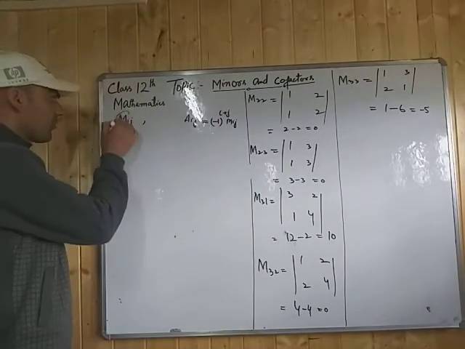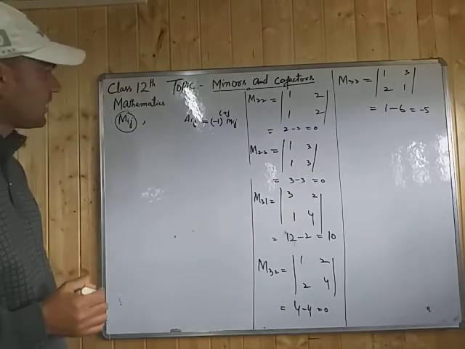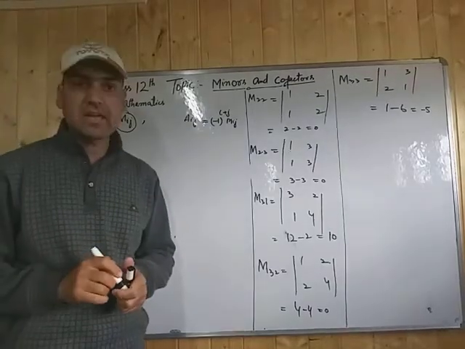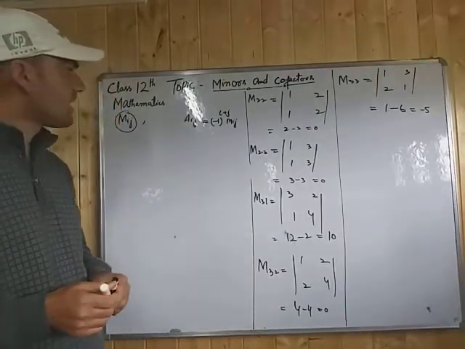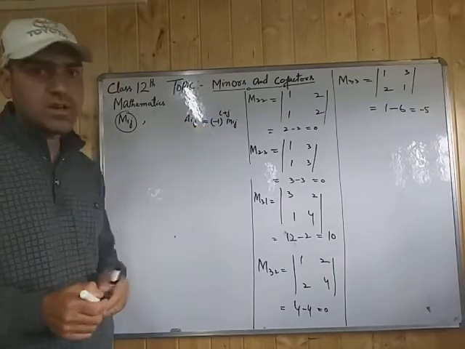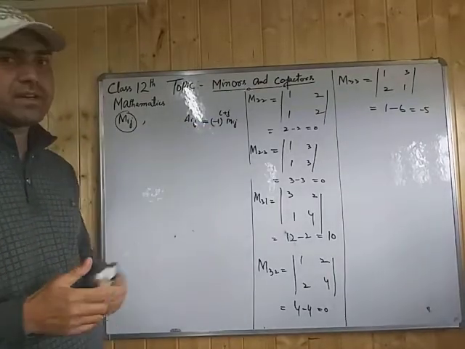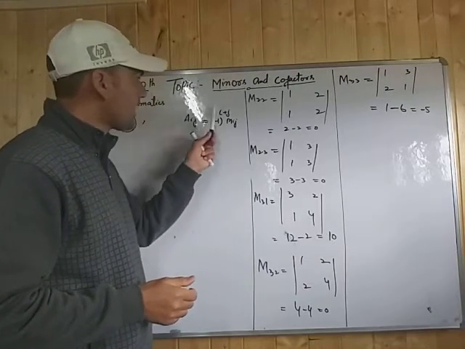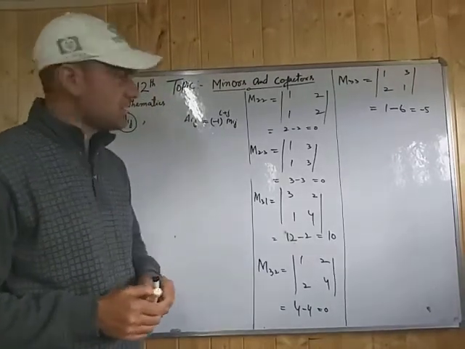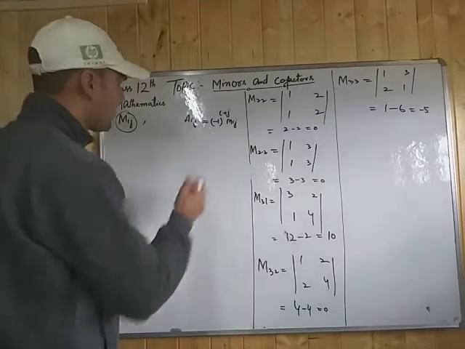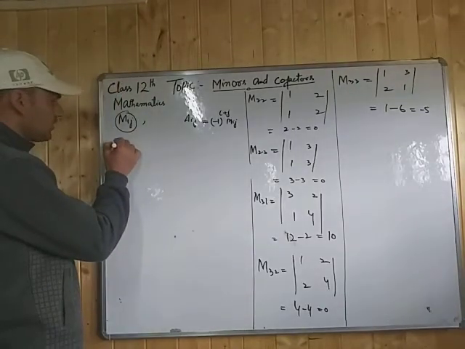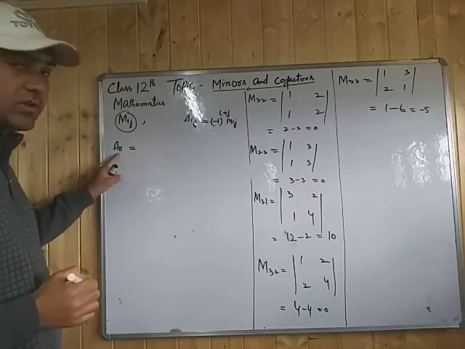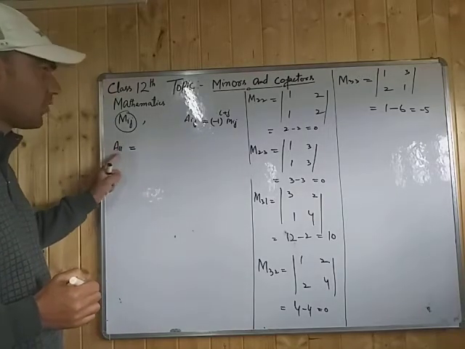जैसे आपने यहाँ पर देखा minors they are denoted by Mij. Similarly, the cofactors, sometimes they are represented by Cij. So here we will denote Aij, and the cofactor is equal to minus 1 raised to power i plus j Mij. जैसे हम cofactors निकालेंगे, so A11 that is equal to, so that means the cofactor of first row and first column. So इस पोजीशन पर हम cofactor निकालेंगे.